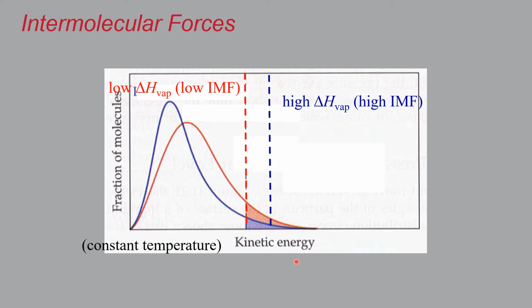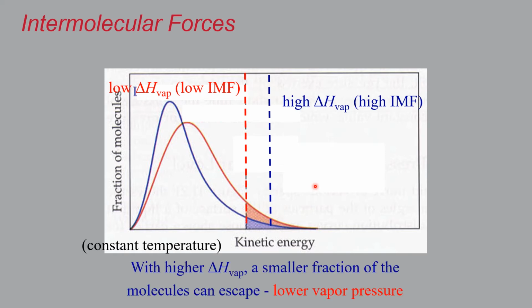So the pressure that something is going to be exerting is going to be the part of this shaded area that is beyond that line. Clearly there's a much greater area beyond the blue line than there is beyond the red line, and this indicates that a greater fraction of the molecules are going to have energy greater than this one than they do this one, by virtue of being at that particular temperature. And so this is why, if you have stronger intermolecular forces, you've got a higher enthalpy of vaporization, which means a smaller fraction of the molecules can escape, which results in lower vapor pressure. So that's the trend you want to remember: strong intermolecular forces, low vapor pressure.